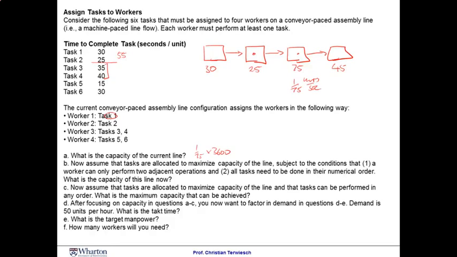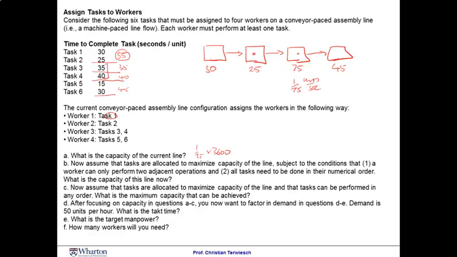Then the next person would just work on this one here, 35 seconds for the next one, 40 on the next one, and then 45 for the third step. This would give me an activity time or processing time at the bottleneck of 55 seconds.